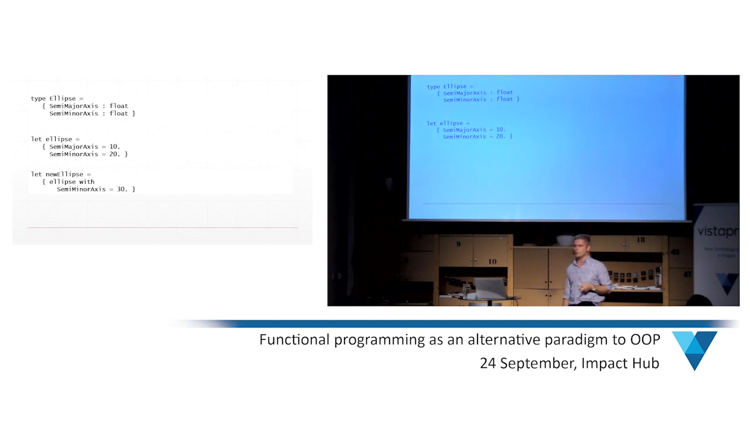And by the way, we need to pass all properties at the same time. So it's that kind of constructor which takes all parameters at once. But if we want to create a new instance of that, we could reuse the existing ellipse and change just one property and get yet another instance with something changed.